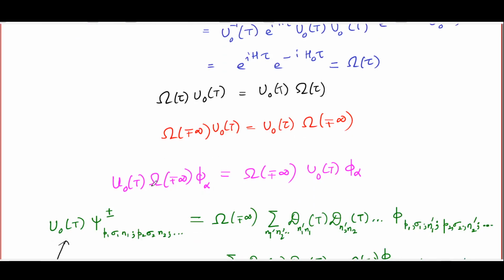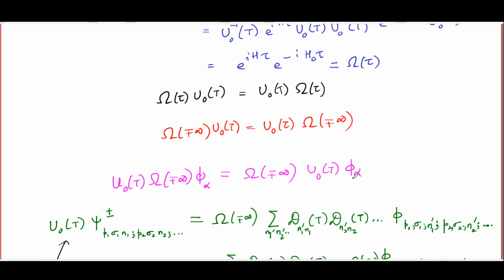Now, this result here, omega minus plus infinity acting on phi alpha, is nothing but the corresponding states psi plus or psi minus, the in or out states with the same particle labels as alpha. I've just expanded the particle labels out here and applied u0t on the left, which is exactly this expression. On the other side, we have omega minus plus infinity. Then u0t goes and acts on phi alpha.